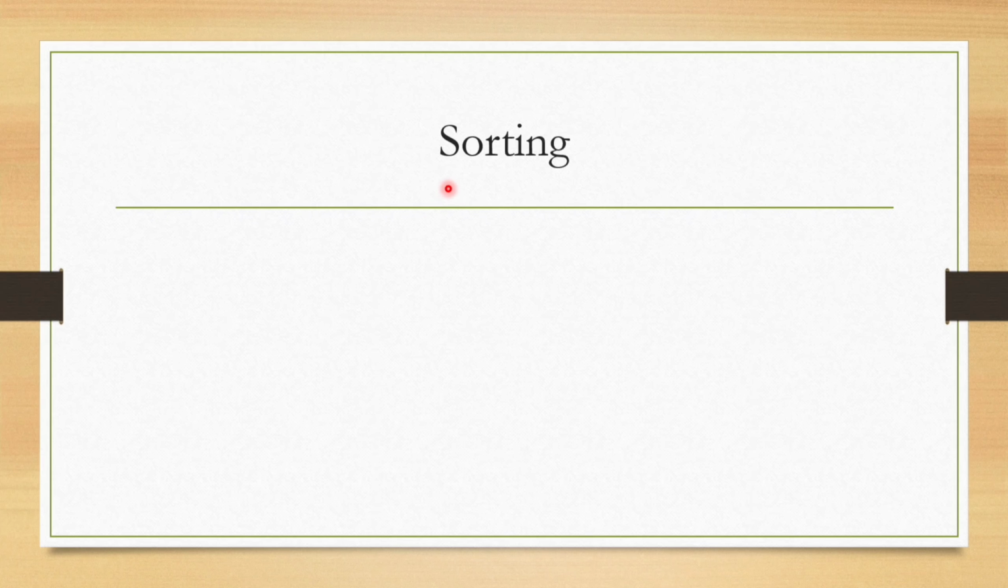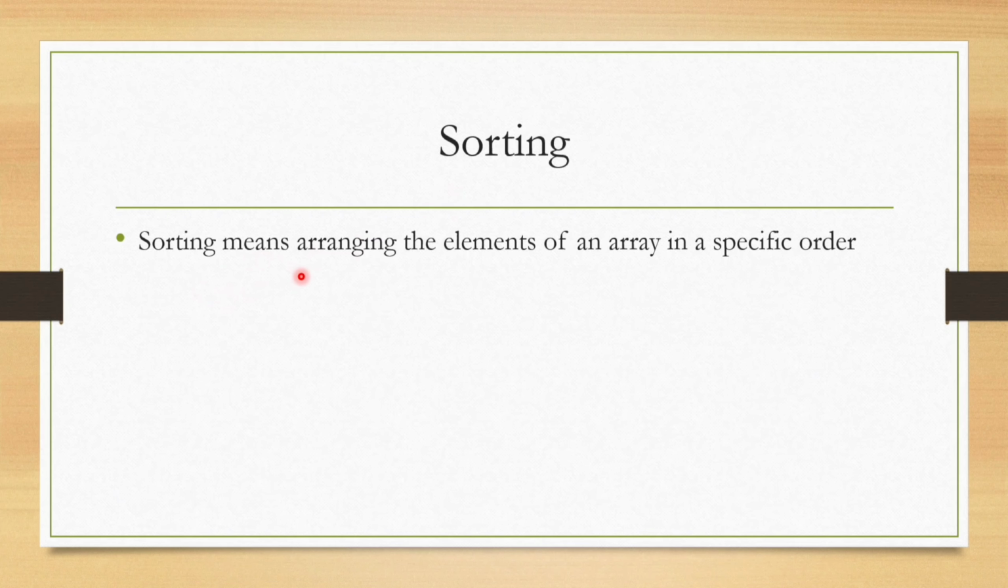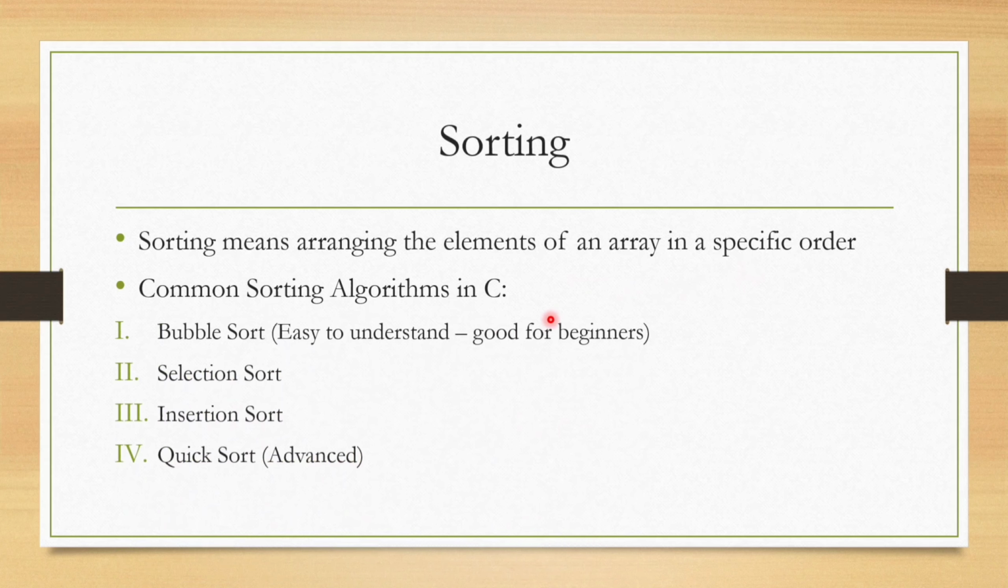Next we have sorting. Sorting means arranging the elements in an array in a specific order, for example, ascending order or descending order. Common sorting algorithms in C are bubble sort, selection sort, insertion sort, and quick sort. Now in this video we will see bubble sort, and if you want a video on selection sort, insertion sort and quick sort, please let us know in the comment section.